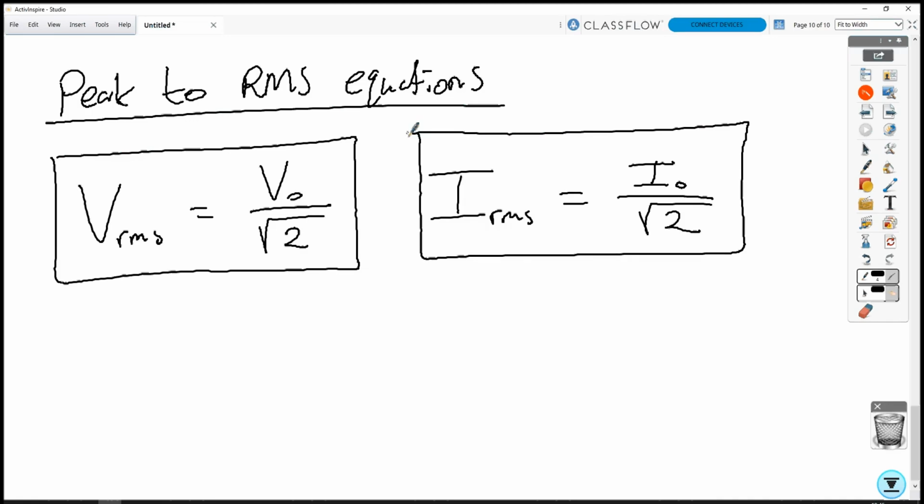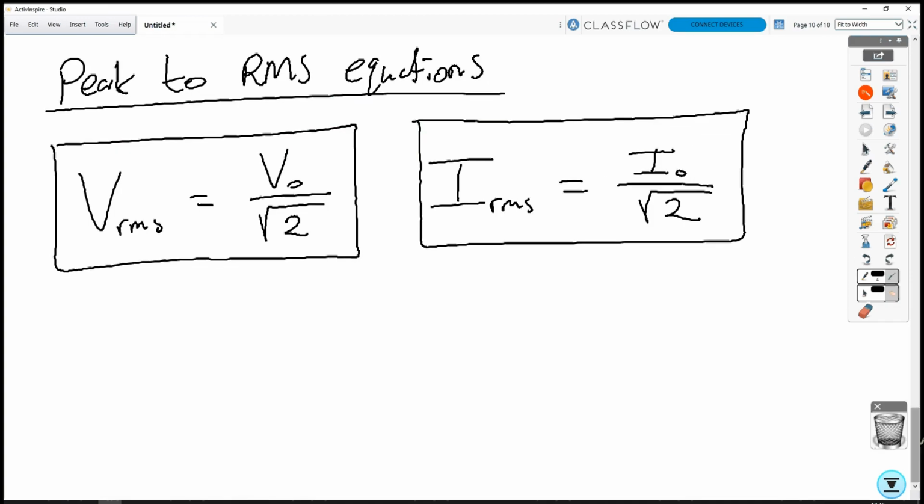And it doesn't matter what kind of sine wave that alternating current was. Doesn't matter if it had a very large amplitude. It doesn't matter if the frequency was changed. No matter what you do to it, the RMS value is always the peak voltage or the peak current over root 2.